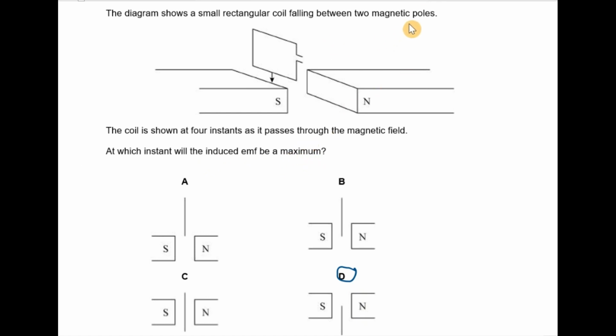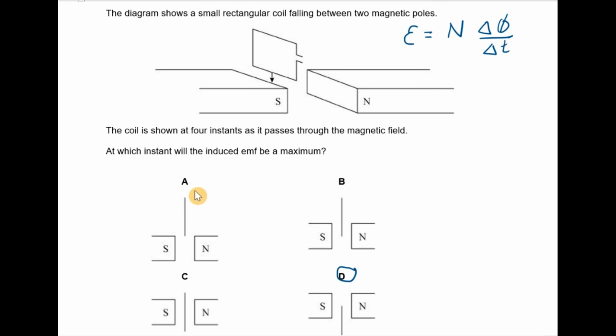Well, Faraday's law tells us that the induced EMF is equal to the number of turns on a coil, in this case it's just one turn, multiplied by the rate of change of flux. So how quickly the flux changes. So as long as we've got a changing flux, we're going to induce an EMF.